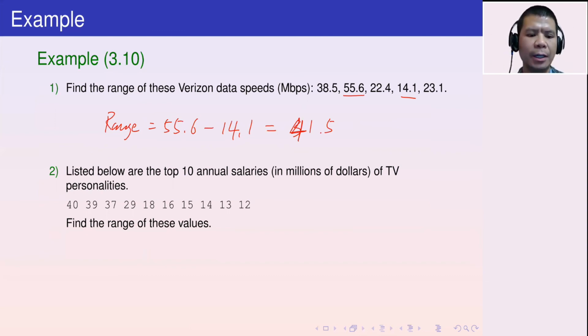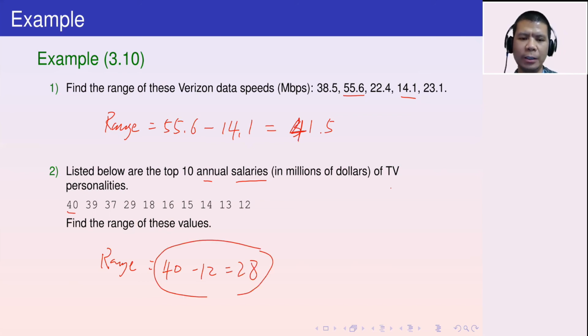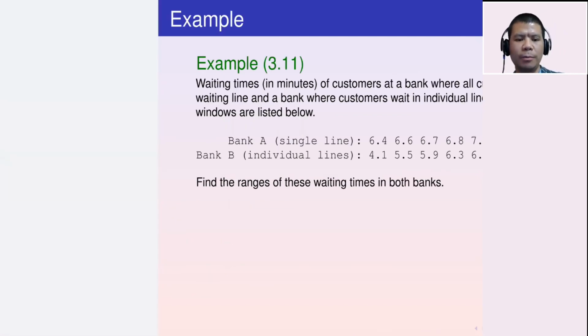Now the annual salaries of 10 personalities from the region in this data. So the range here is 40 minus 12, which is 28, right? Very easy to find, okay? So pretty simple. Now find this one.